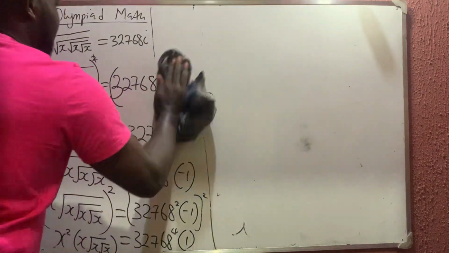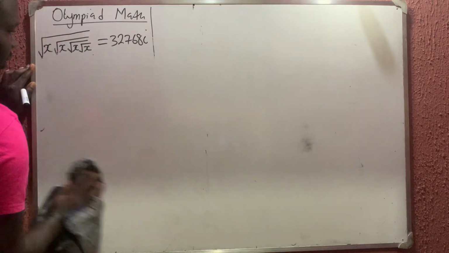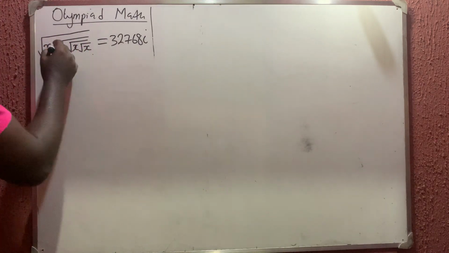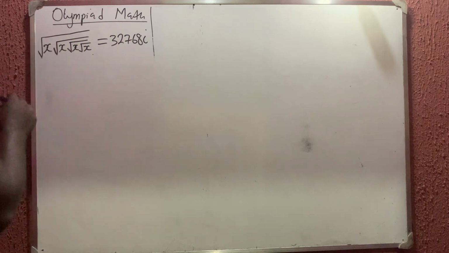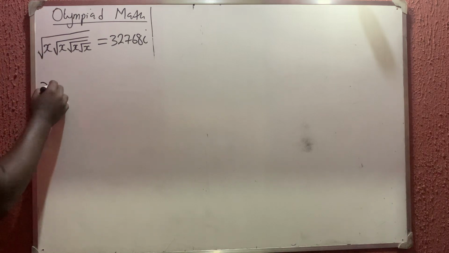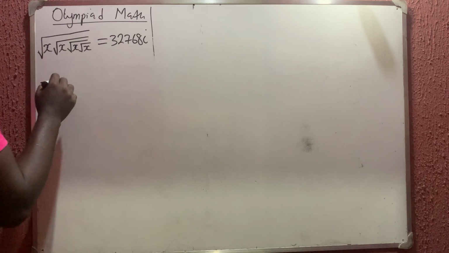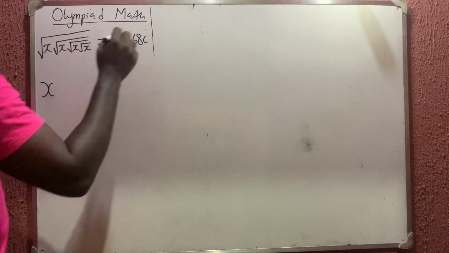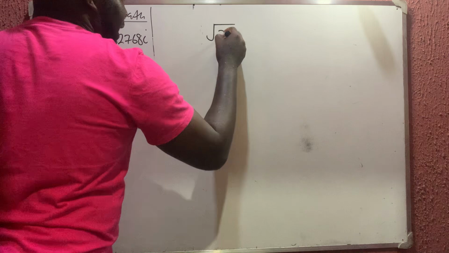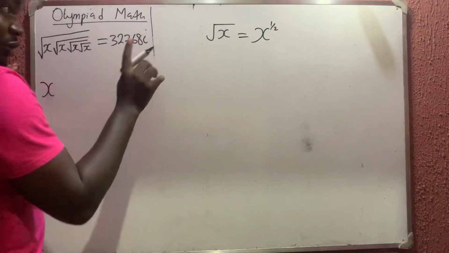Now, another method we can use, the second method, is this. Look at this. This thing is the same as x raised to x here, okay? Don't forget that the square root of x means the same as what? X raised to power 1 over 2, right? Okay, if you remember this.